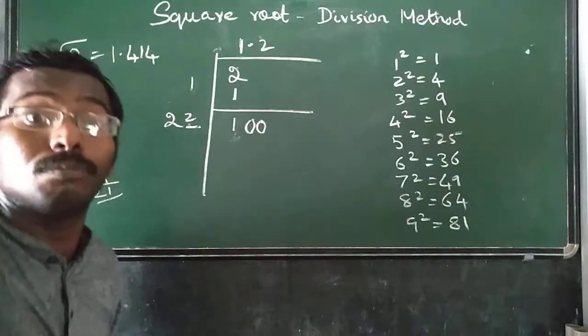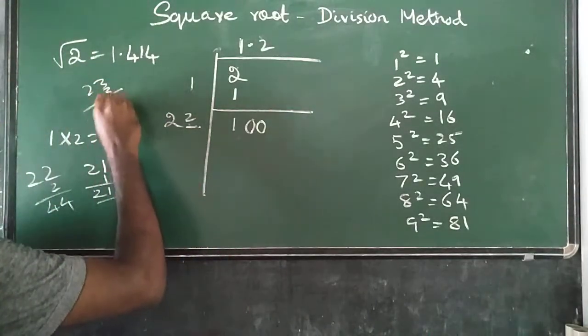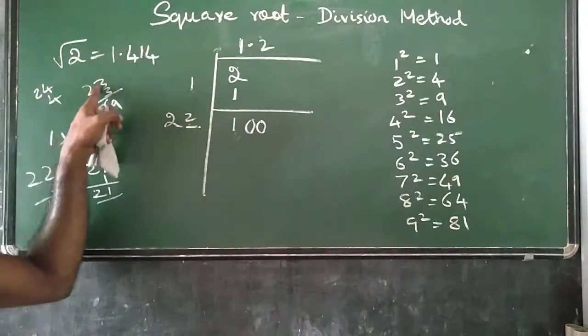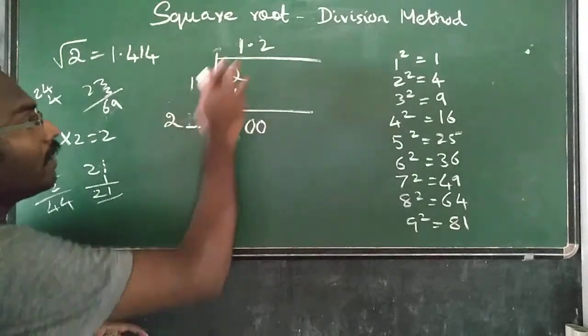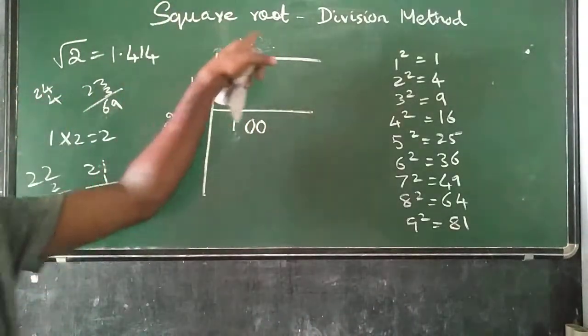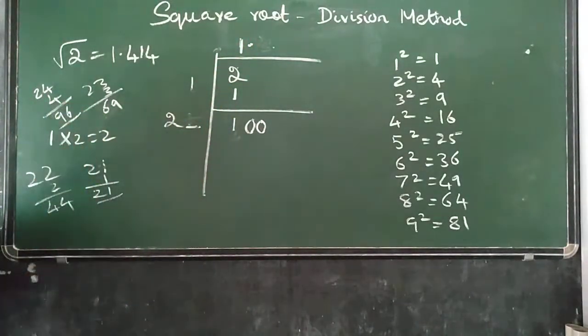At the same time it should be less than 100. So let us try 23 3s. 23 3s are 69. Then 24 4s. If here 3 means here also 3 only. Then 24, here 4 means here also 4. 24 4s are 96. Let us try 5.